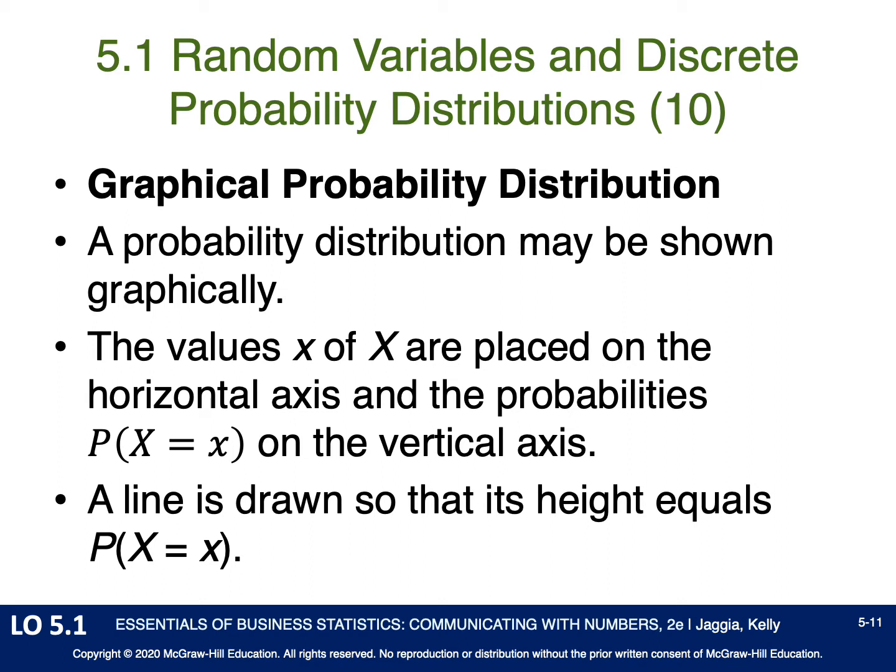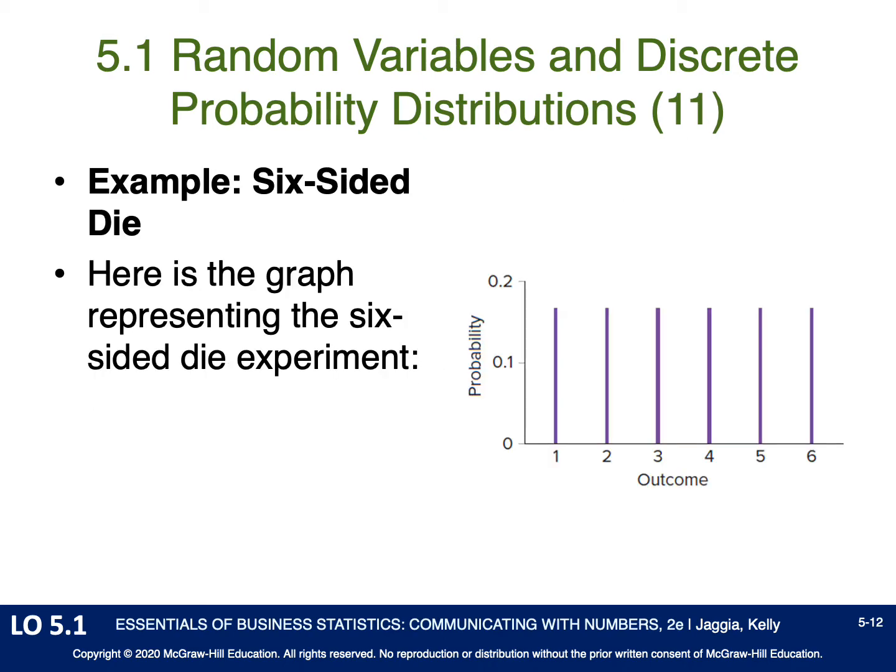We can also graph this. So when we graph this, we're going to place the values of x on the horizontal axis and then the probabilities on the y or the vertical axis. And then we'll draw a line so that we can measure these. So here we can see the graph of where we rolled the 6-sided die. And so since the probability is always 1/6, it looks exactly the same all the way across.